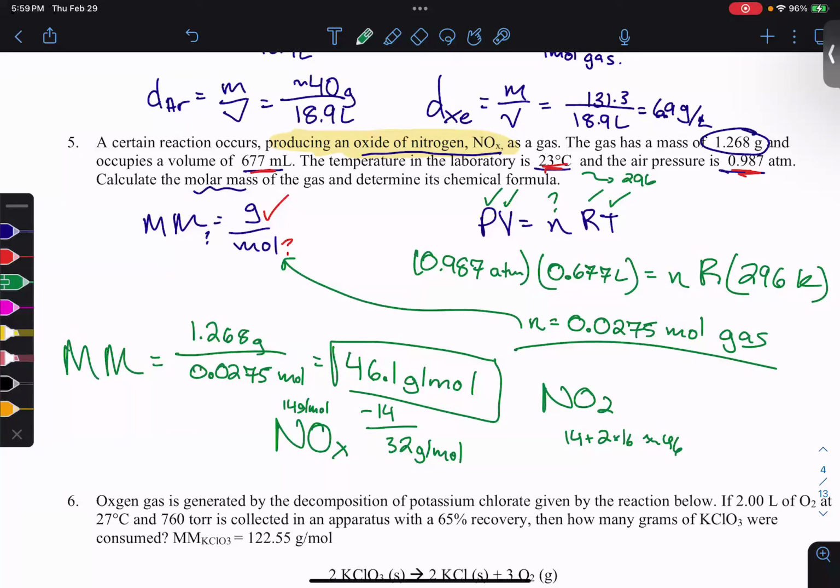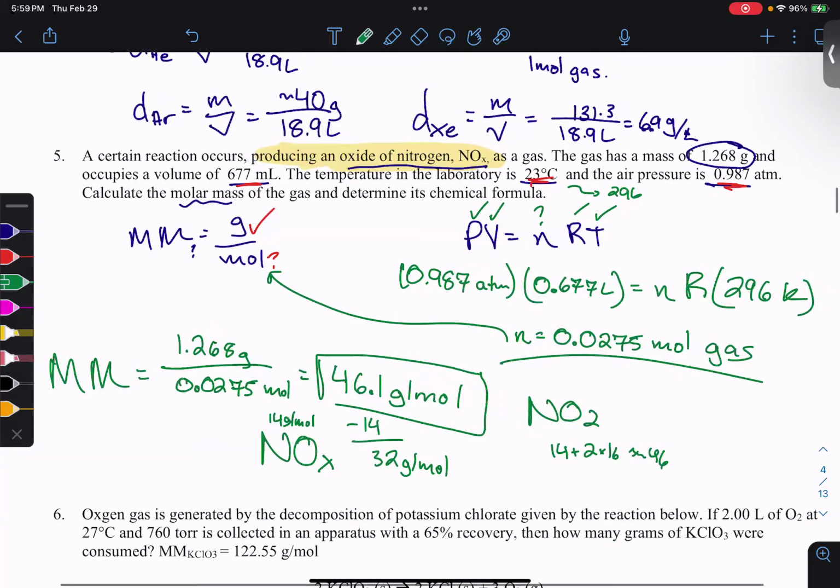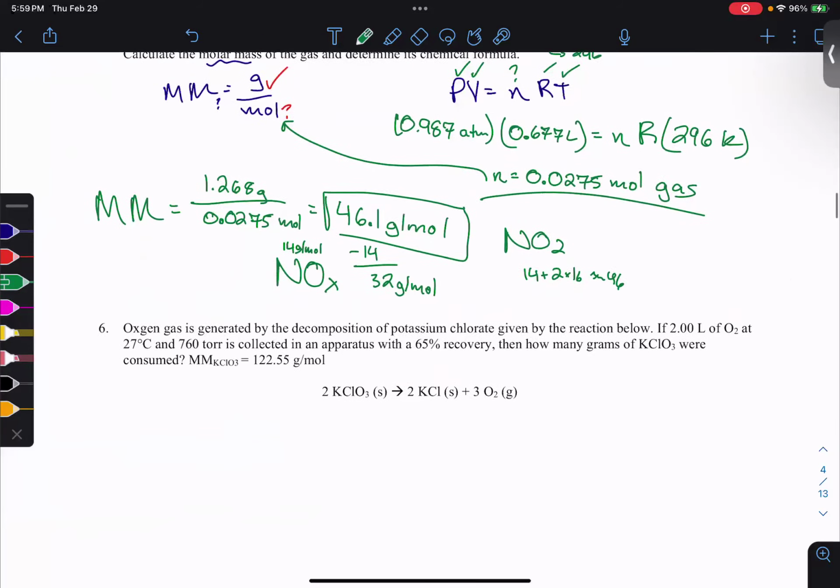So that's a cool way we can use this application of the ideal gas law. Weigh a gas and measure its gas properties, and you can get the molar mass, and maybe that would help you determine its identity, because molar mass is tied to identity. Okay, all right, keep going.